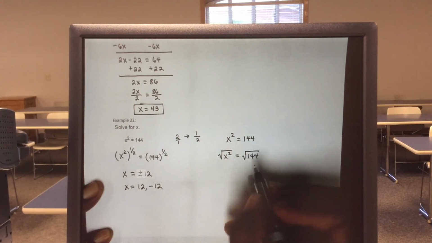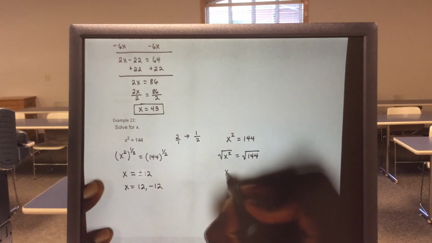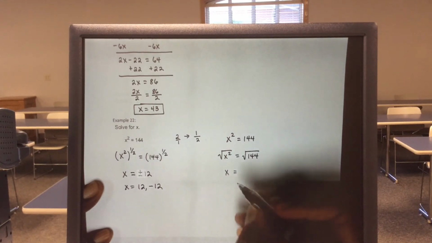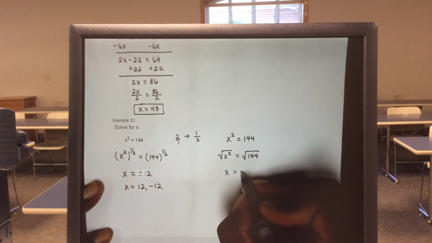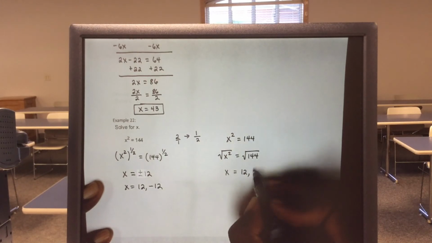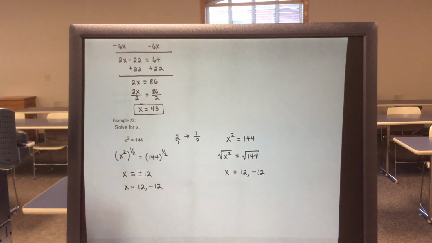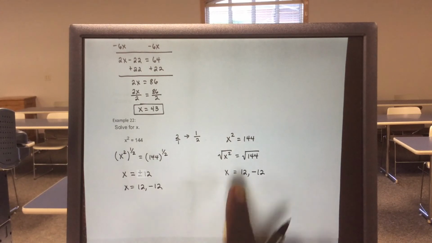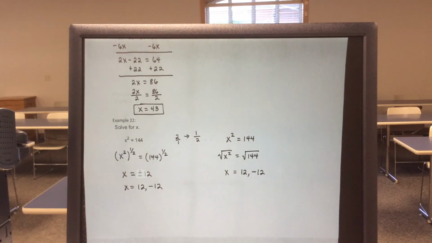Because when you take the square root on both sides here, you're going to have a positive and a negative number. The square root of 144 will be a positive 12. The square root of 144 will also be negative 12, because negative 12 squared will also give you 144 as an answer. So here, when you take the square root on both sides, you're always going to have two answers. Or raise it to the 1/2 power, you'll have two answers. X equal to 12 and x equal to negative 12.